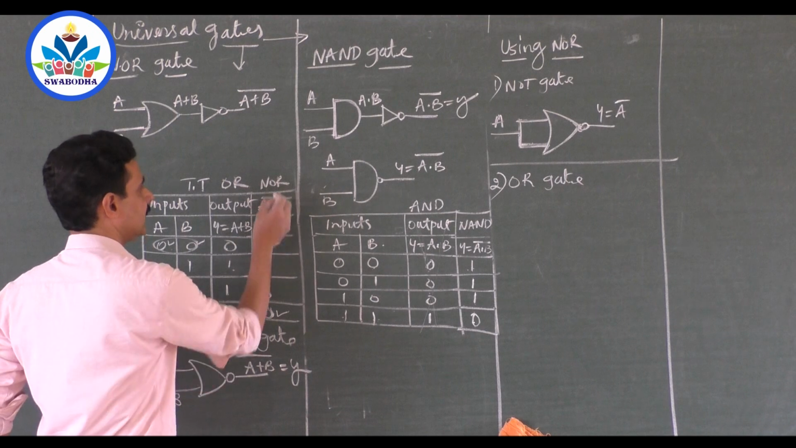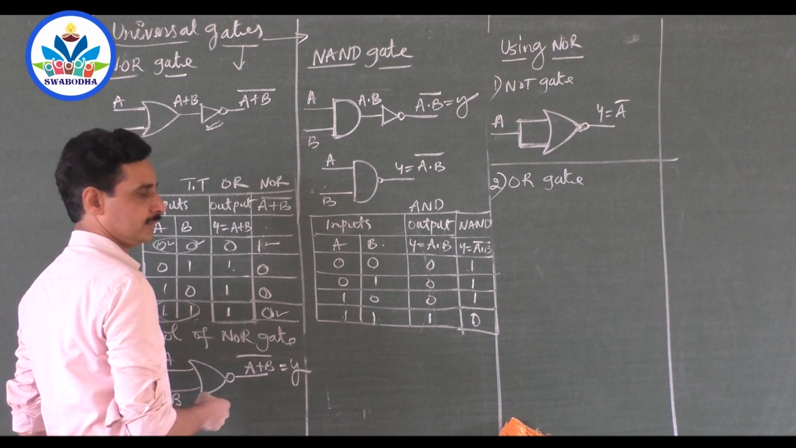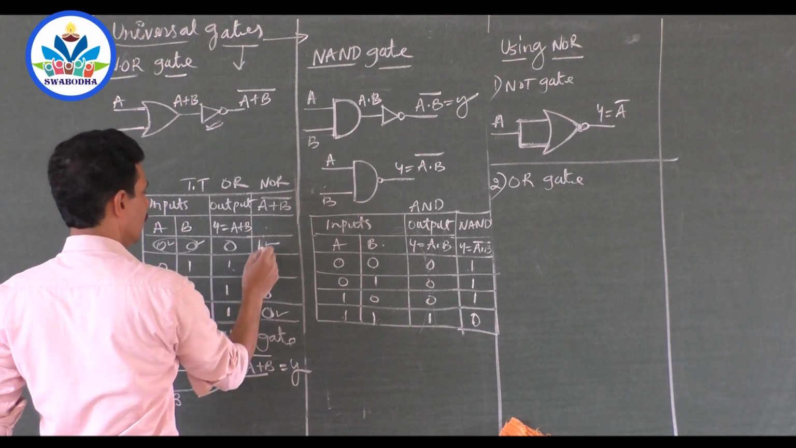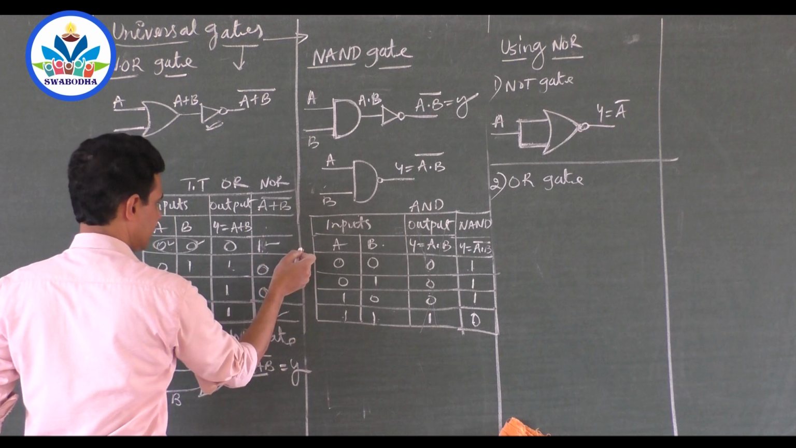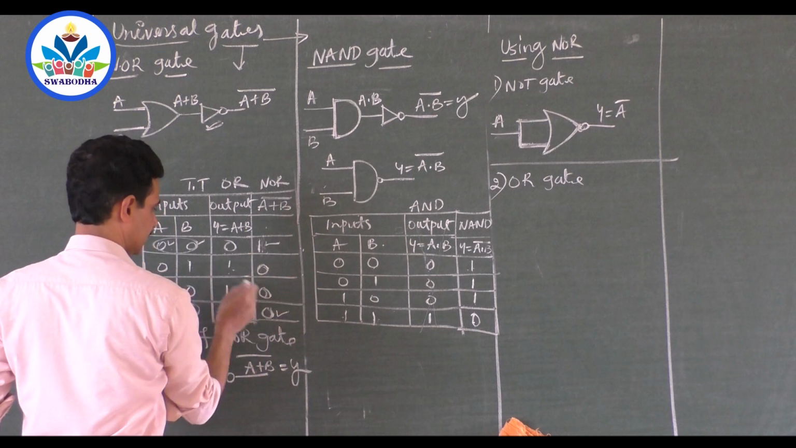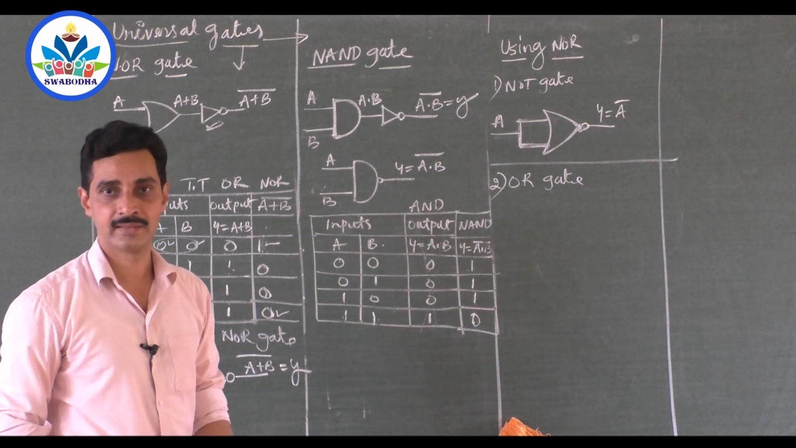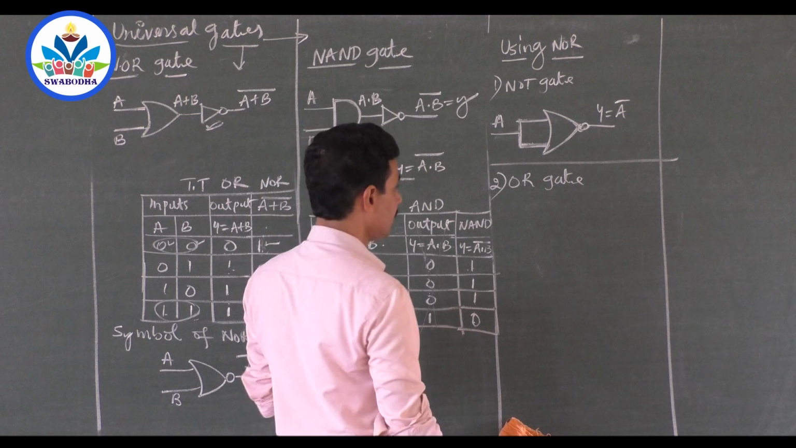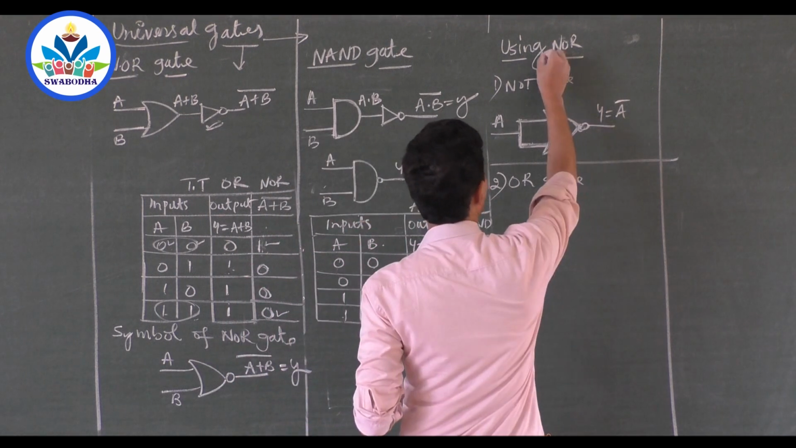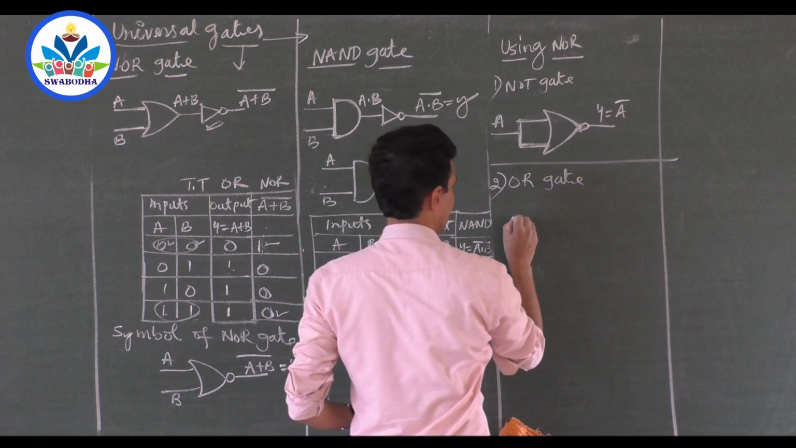0 is made 1 in the NOR gate by connecting a NOT gate, correct? I want OR back, what can I do? Complement it again. 1 is made 0, 0 is made 1, like this. That means, how to complement this again? Connect another NOT gate. So if you want an OR gate using NOR gates, take a NOR gate.